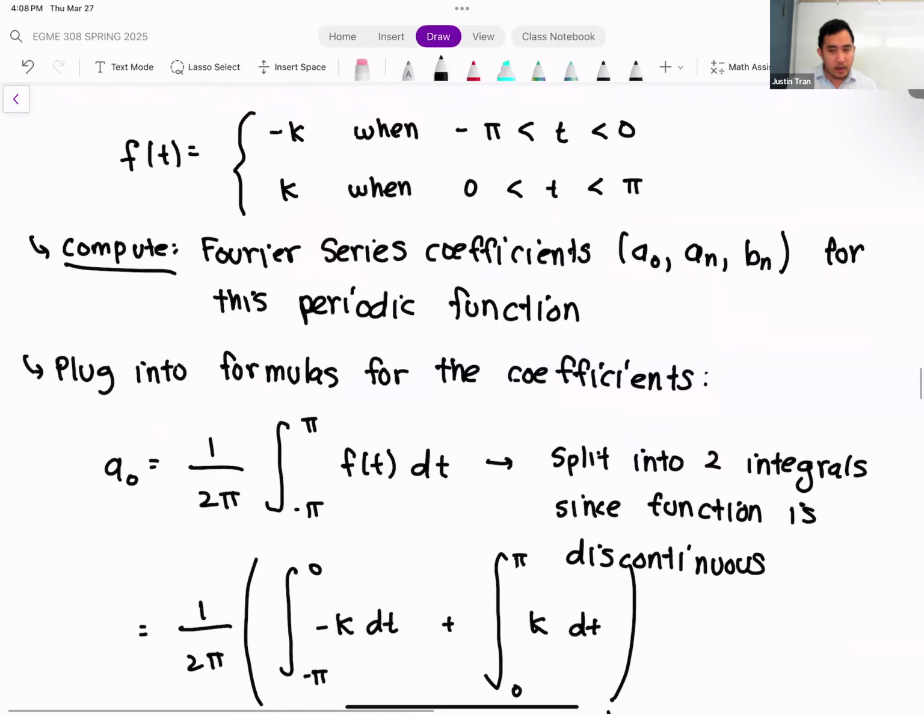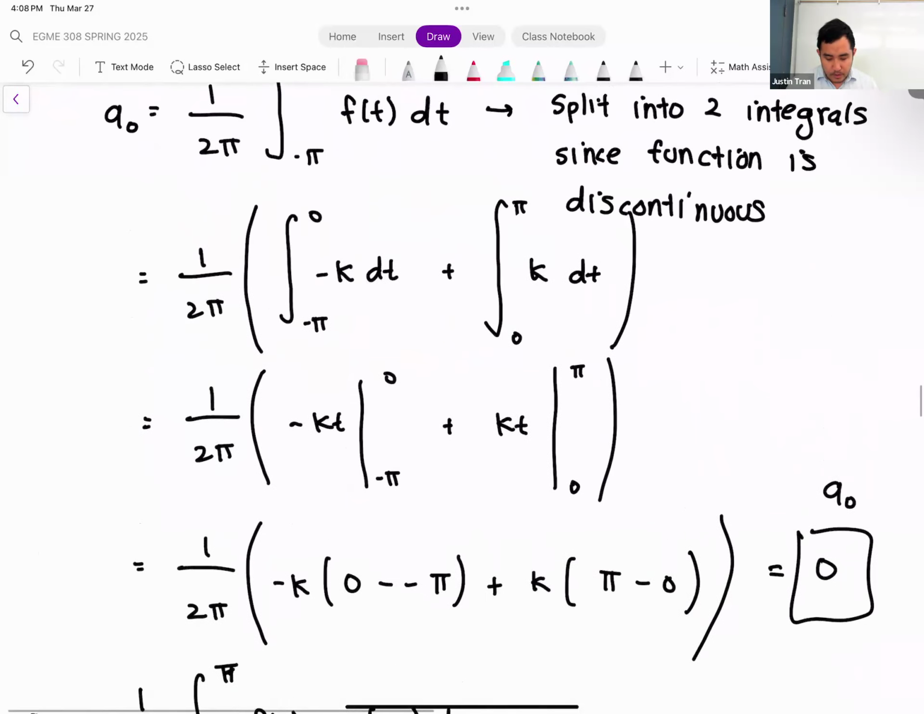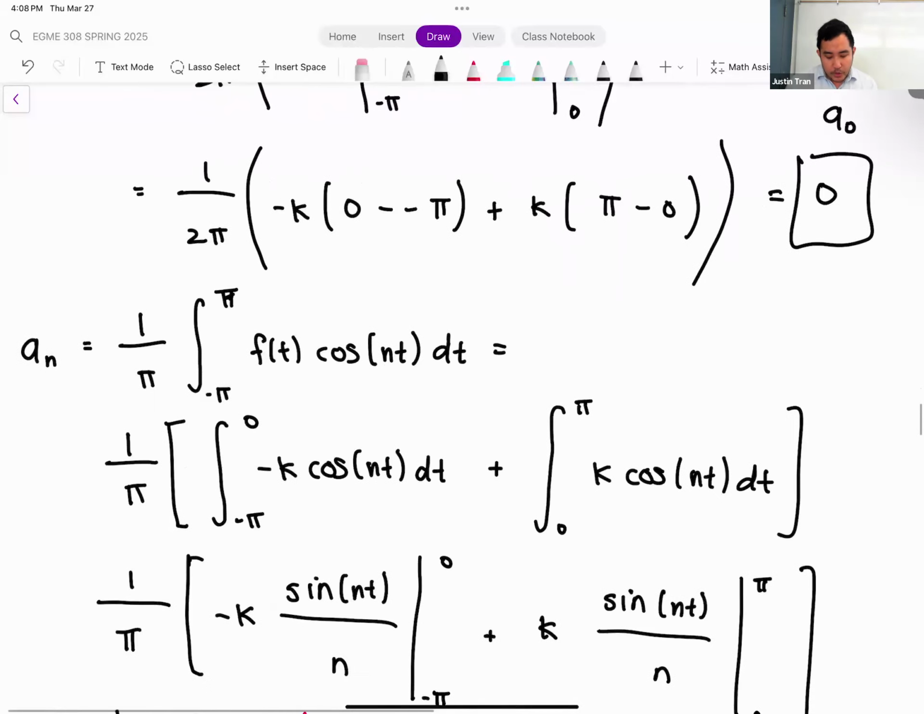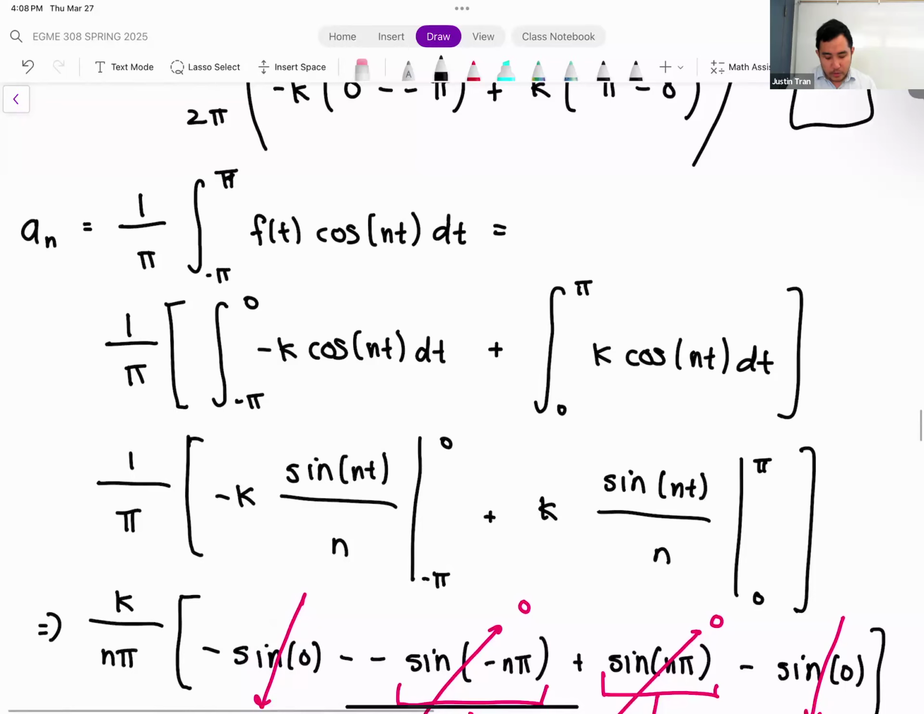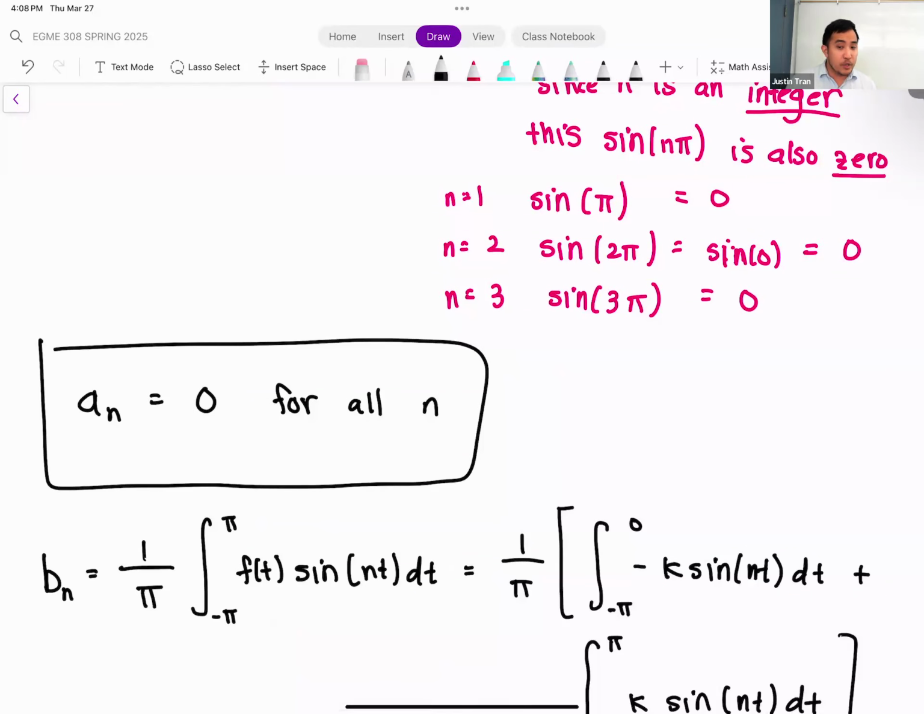We first computed a naught or a0. And so we plugged in f of t in here. We had to break apart the integral because it was a discontinuous function. Okay. And we got that a0 is equal to 0. Okay. Next, we computed an. So for an, we did 1 over pi integral from minus pi to pi, f of t cosine nt dt. Okay. So we ran through that integration. And once again, we found out that an is equal to 0.